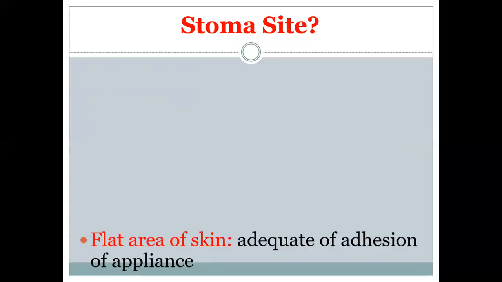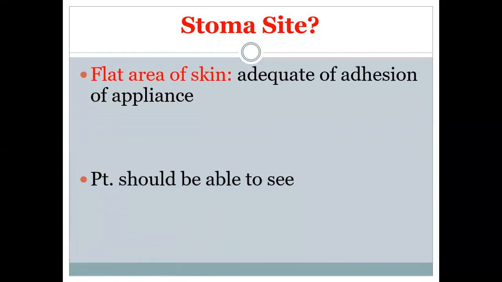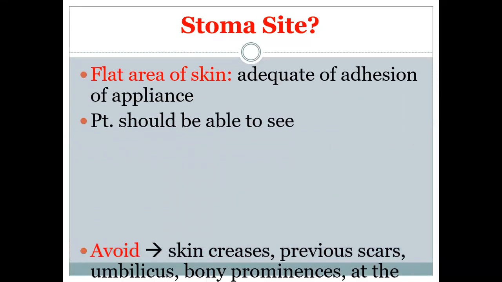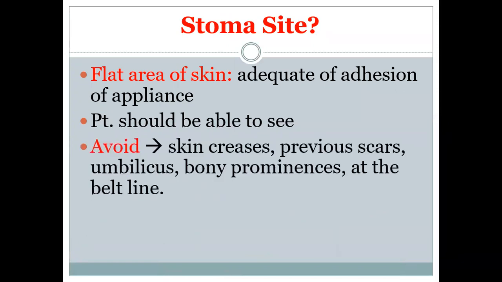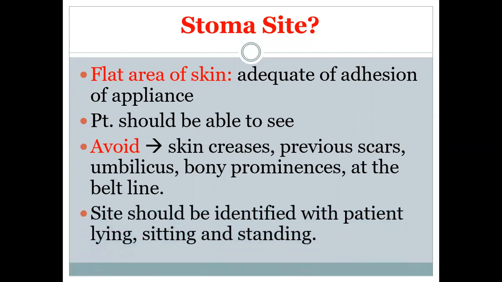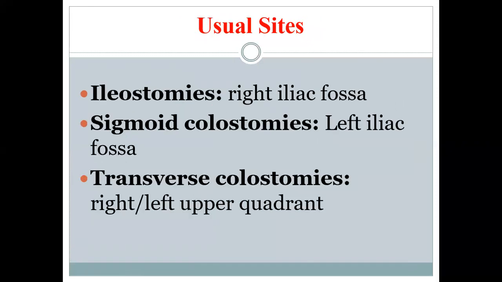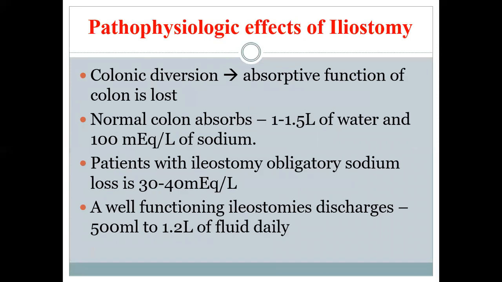What sites can we choose to put the stoma in? Of course, we need a flat area of skin that the patient can see. We should avoid creases, scars, umbilicus, prominences, and the belt line, so as not to compress it. The site should be identified in all patient positions: lying, sitting, or standing. Ileostomies usually are in the right iliac fossa, sigmoid in the left, and the transverse might be in the right or left upper quadrants.